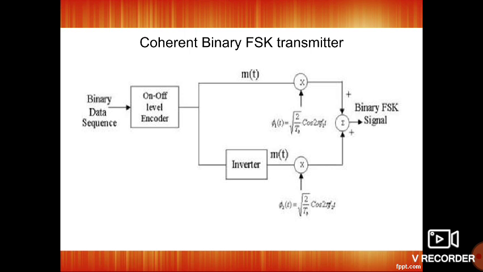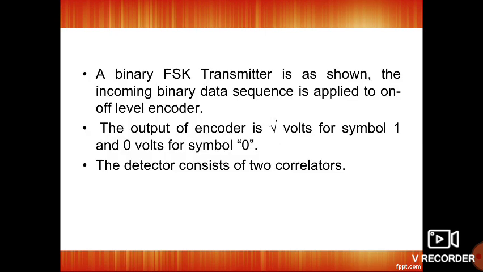Let phi 1 of T be root 2 by Tb cos 2 pi Fc T, and phi 2 of T be root 2 by Tb cos 2 pi F high and F low. So here both are added and the final signal is the binary frequency shift keying signal.